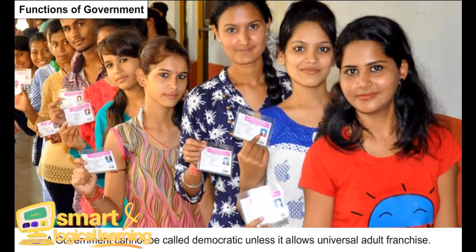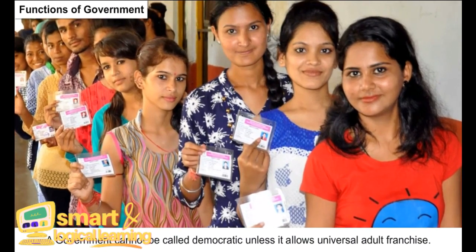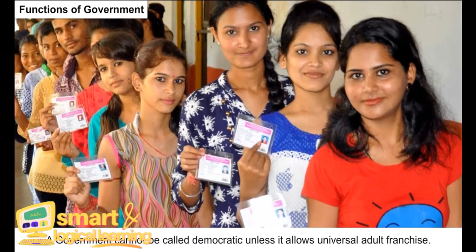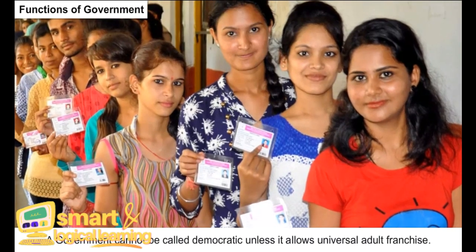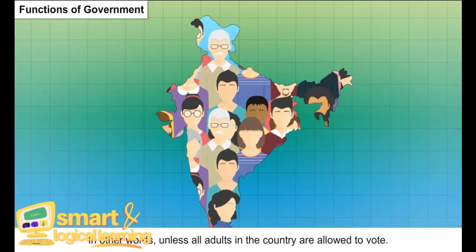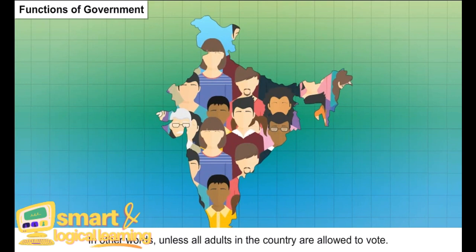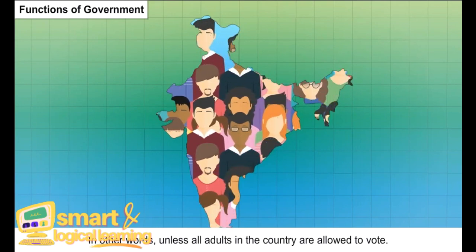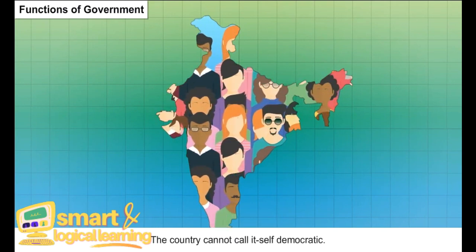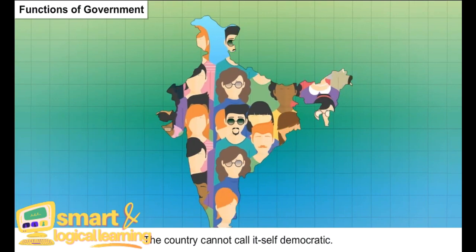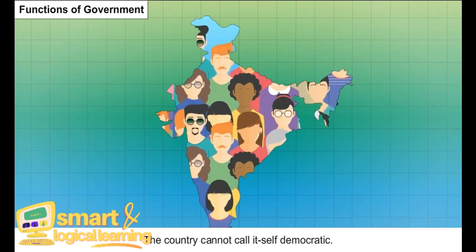A government cannot be called democratic unless it allows universal adult franchise. In other words, unless all adults in the country are allowed to vote, the country cannot call itself democratic.